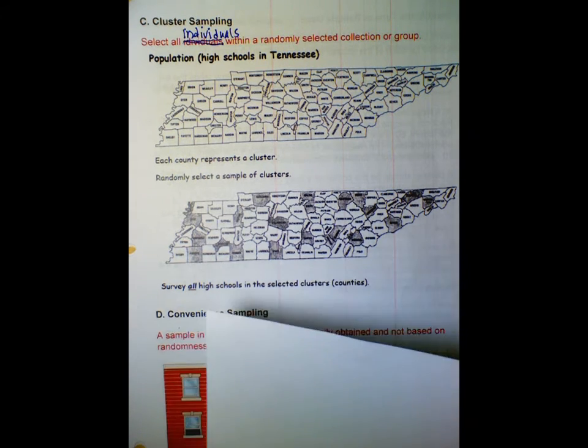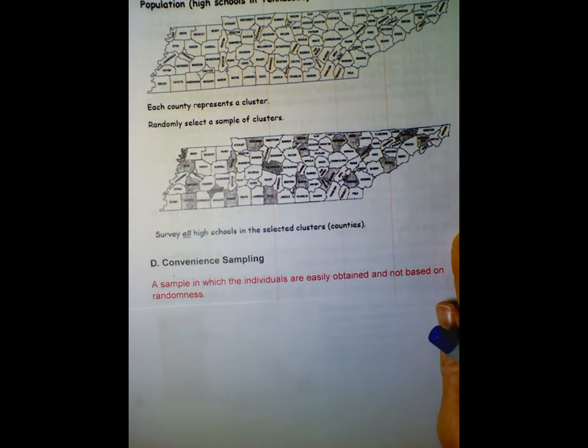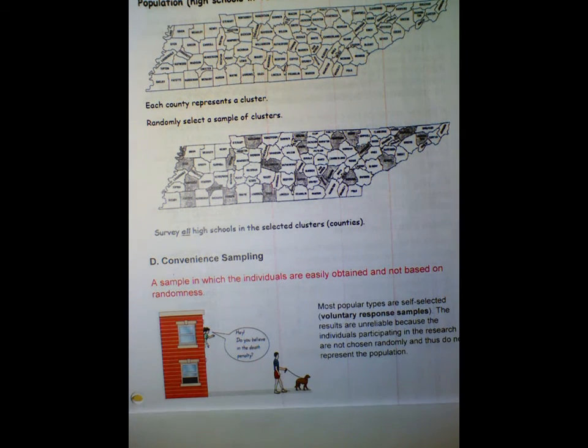Okay? The next one we want to talk about is called convenience sampling, and this is a sample in which the individuals are easily obtained, and this is not based on randomness. This is just what was the easiest way to get your information. So this is not to be used. Here's an example, somebody just shouting out their window to whoever might be passing by.